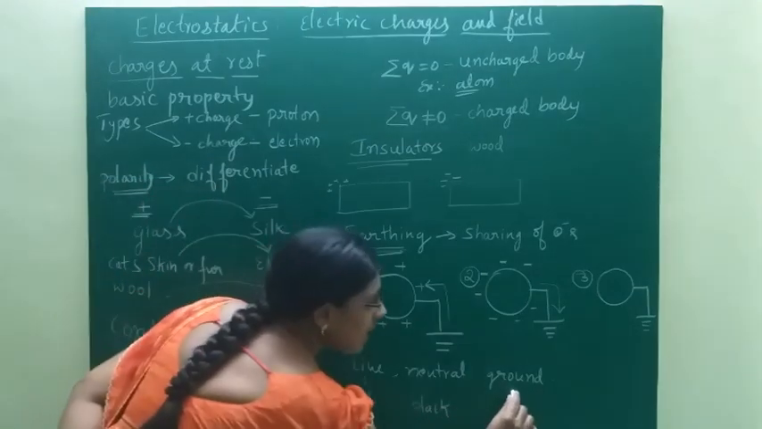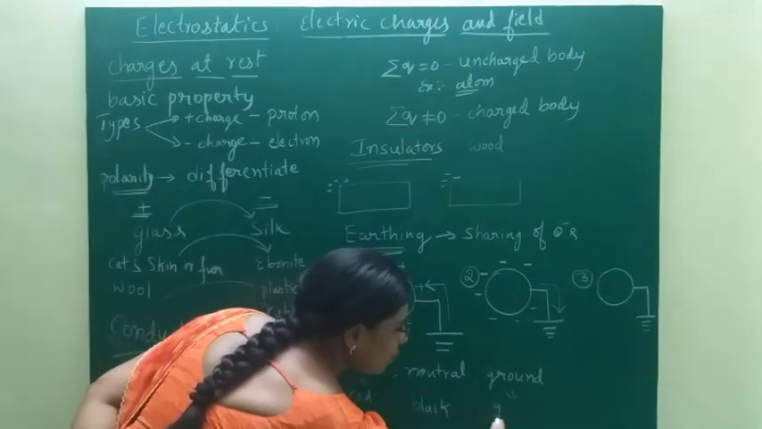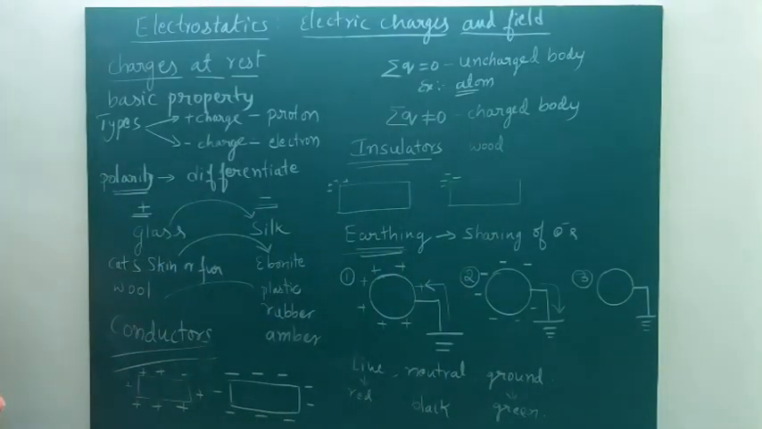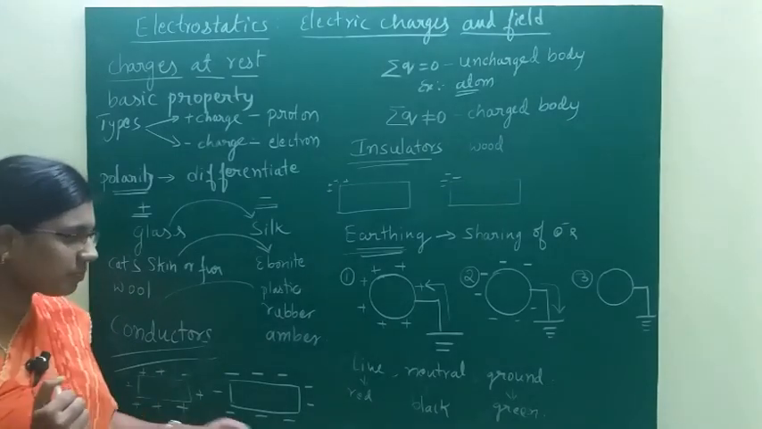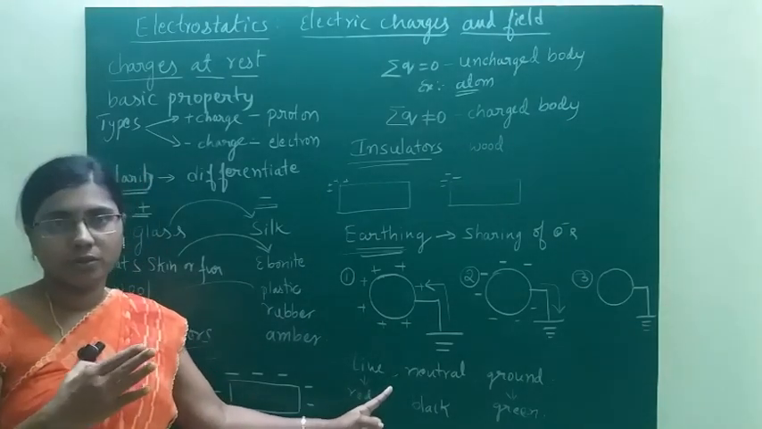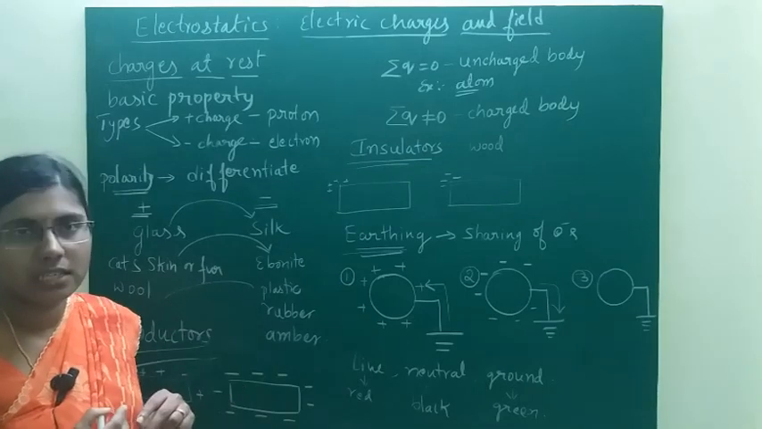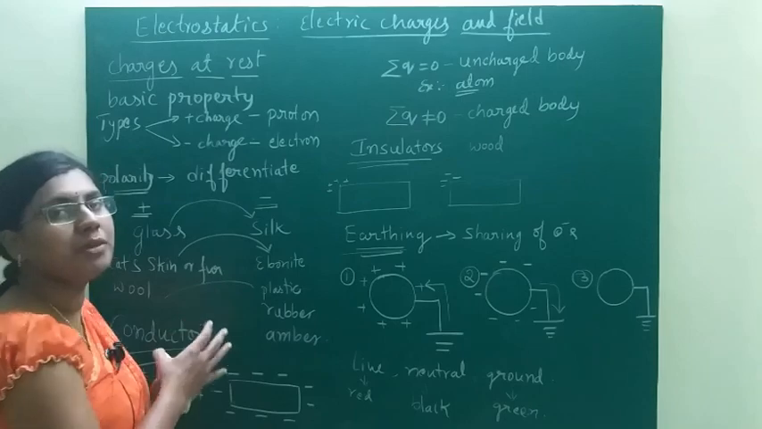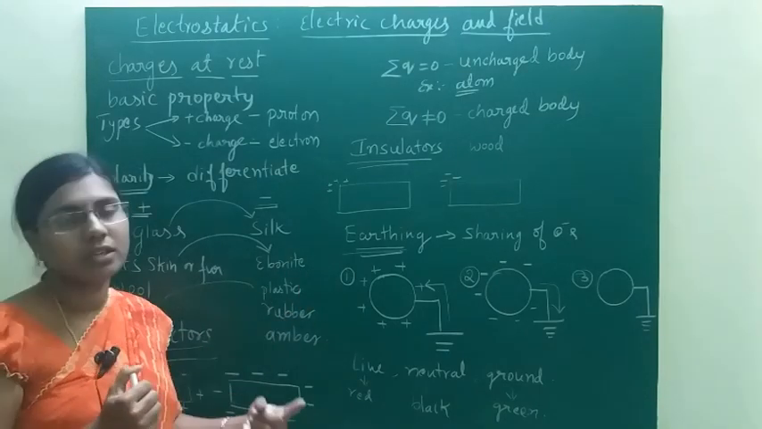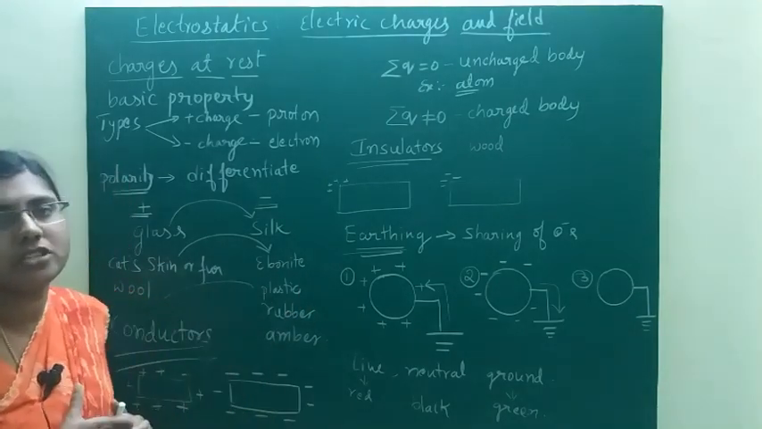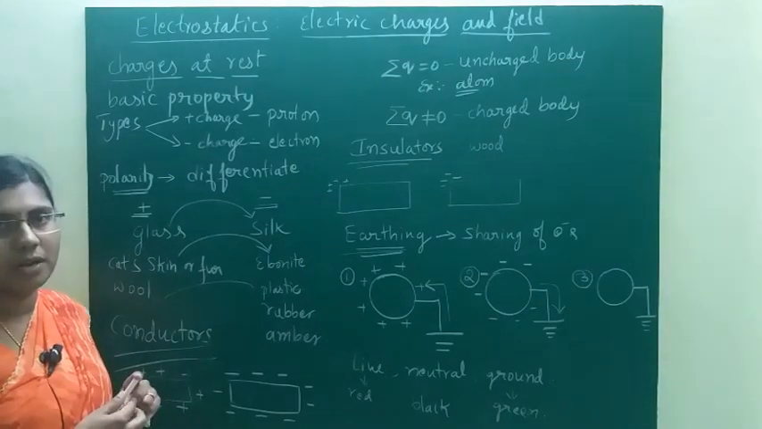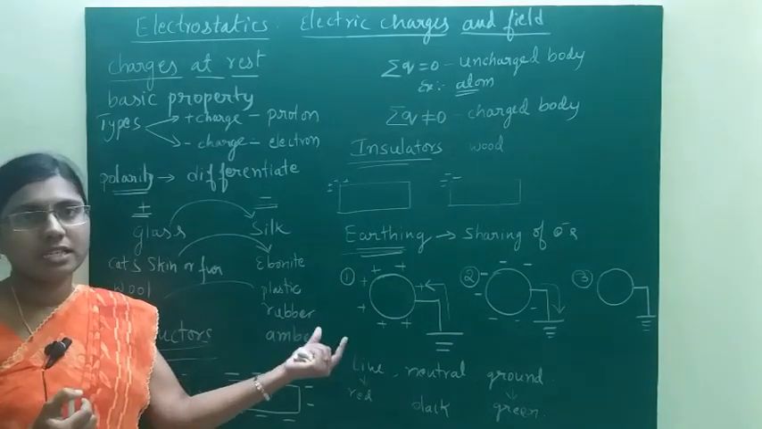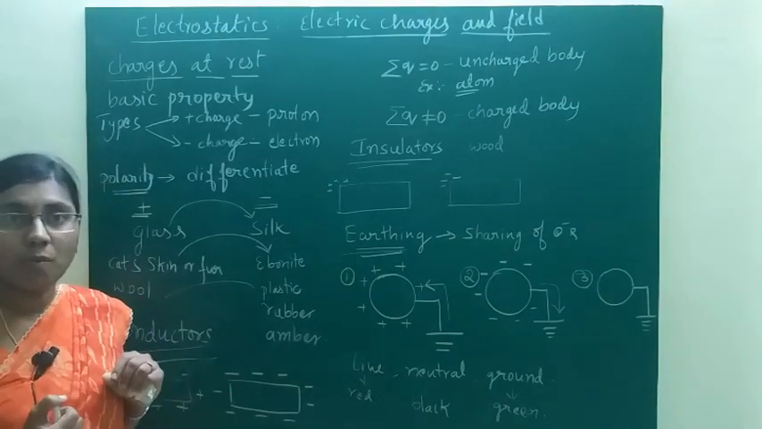So why is earthing necessary for homes? In order to take care of our electrical appliances like TV, refrigerator and so on, earthing is necessary as a safety measure for home appliances.